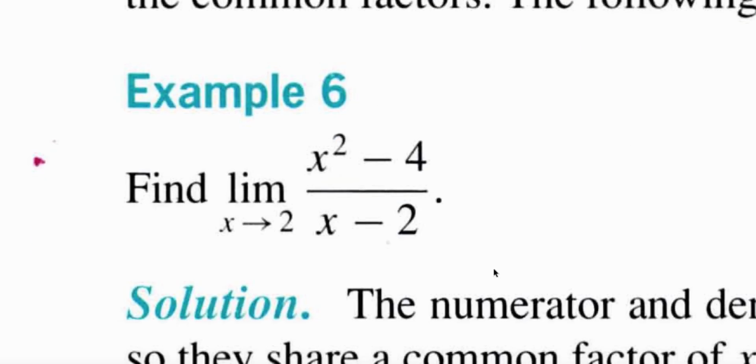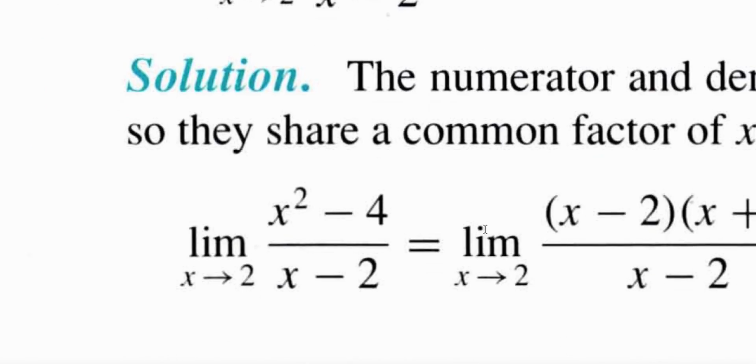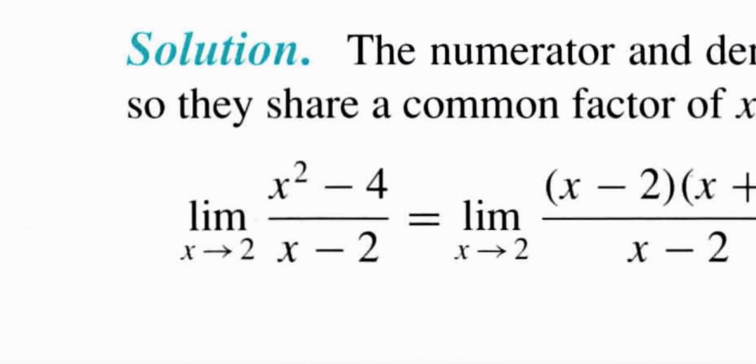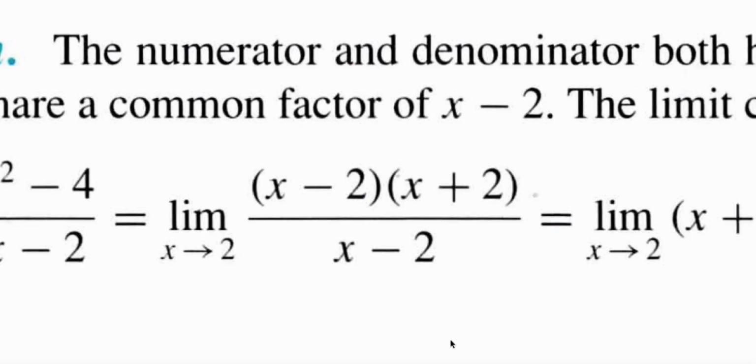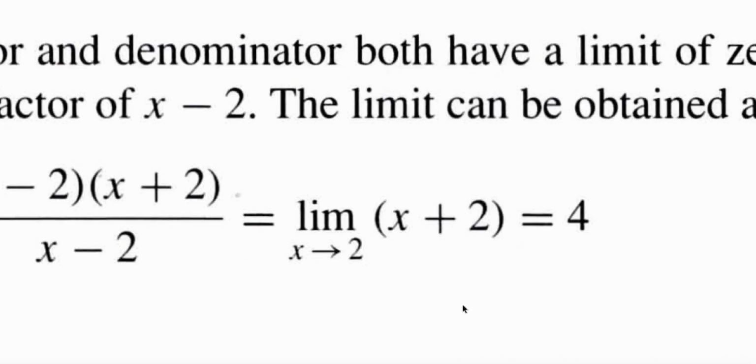Okay, what if there is a danger of getting 0 in the denominator, like here? Well, factoring is going to come and save the day. So in other words, I factor the x squared minus 4. That gives me x minus 2 times x plus 2, and I can eliminate the common factor. And now I have x plus 2.